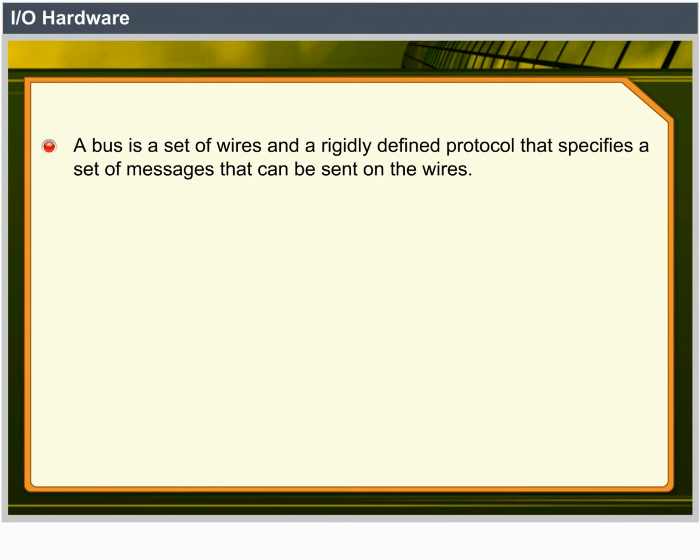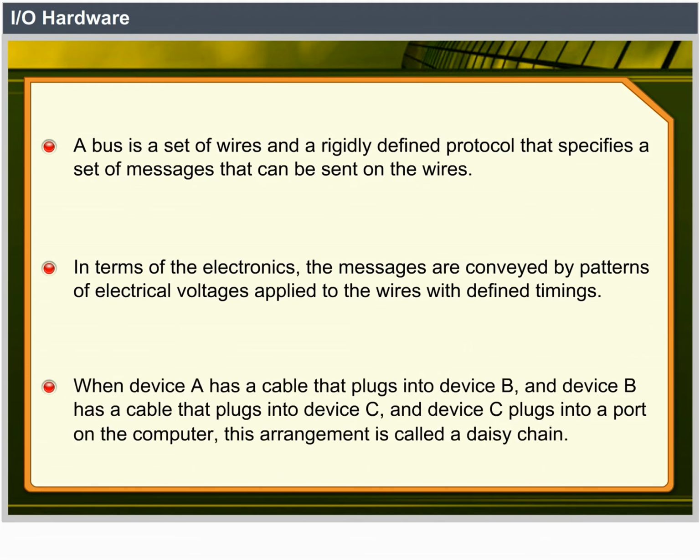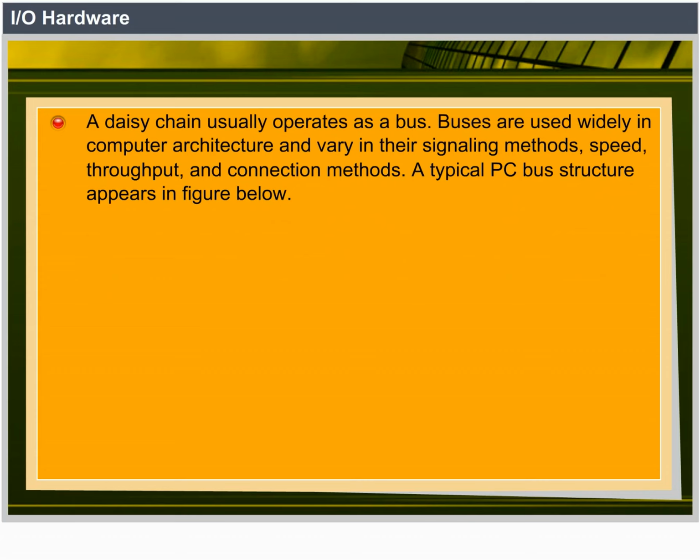In terms of the electronics, the messages are conveyed by patterns of electrical voltages applied to the wires with defined timings. When device A has a cable that plugs into device B, and device B has a cable that plugs into device C, and device C plugs into a port on the computer, this arrangement is called a daisy chain. A daisy chain usually operates as a bus. Buses are used widely in computer architecture and vary in their signaling methods, speed, throughput, and connection methods. A typical PC bus structure appears in the figure below.